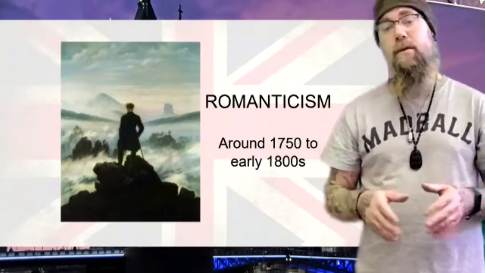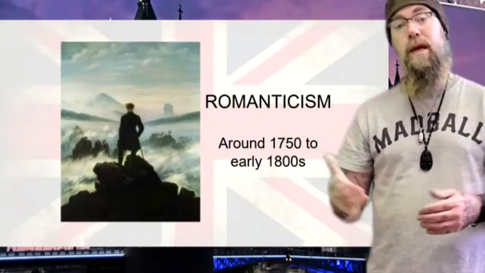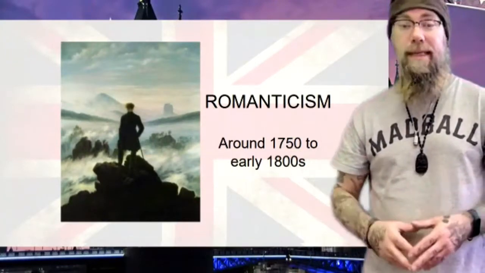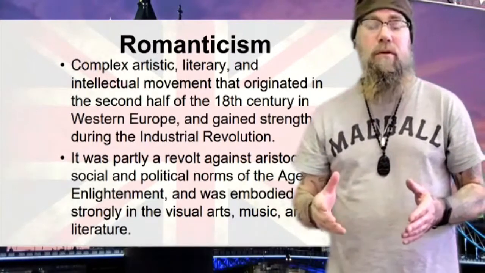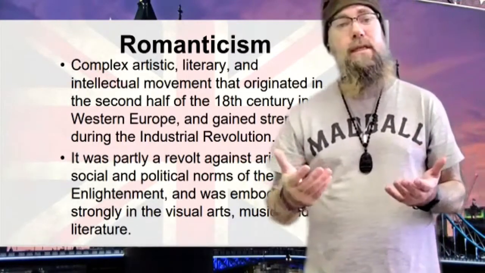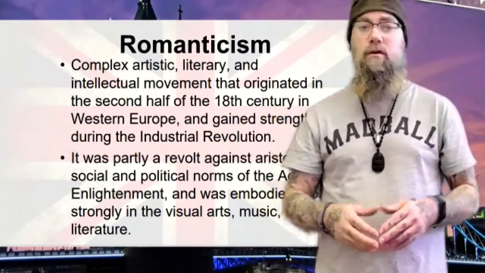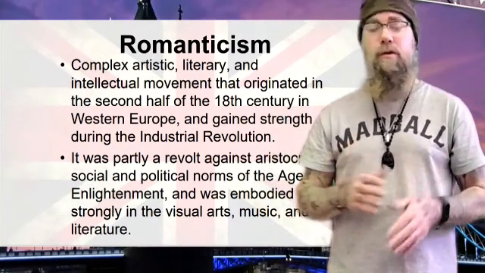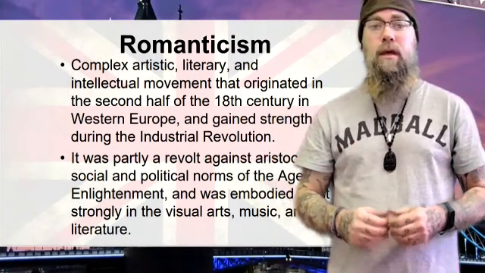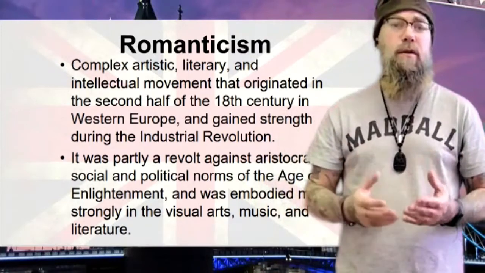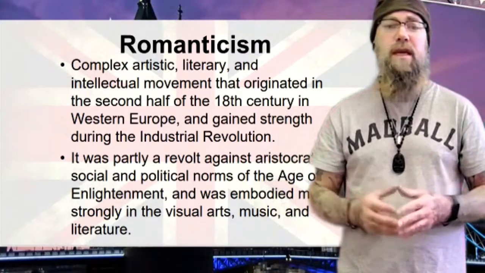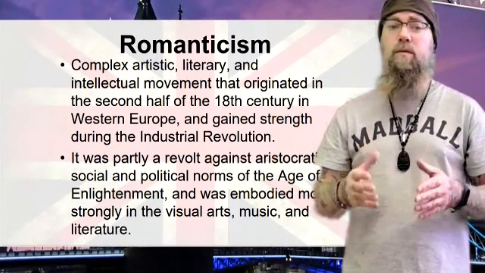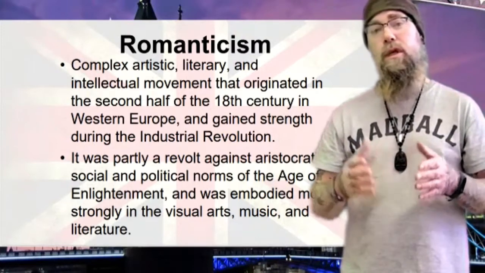Next, we have the Romantic or the Romanticism period, and this was around 1750 through the early 1800s. The Romantic period was described as a complex, artistic, and literary intellectual movement, and it originated in the second half of the 18th century in Western Europe, and it gained strength during the Industrial Revolution. It was partly a revolt against the aristocracy, the social and political norms of the age of the Enlightenment, and it was embodied with strong visual arts, music, and literature.